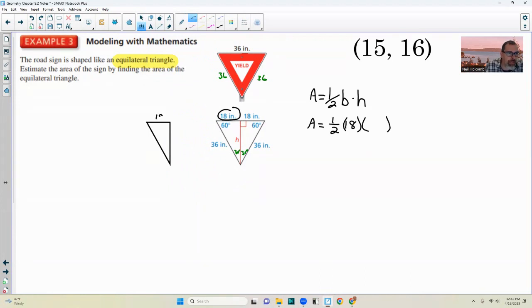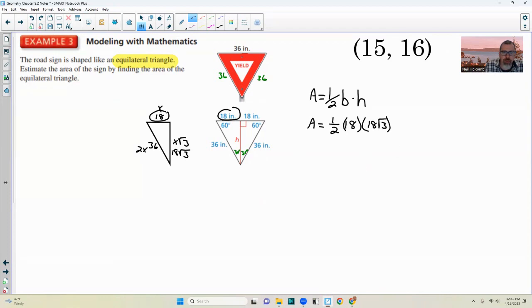We know this is 18. This is going to be 36. So this is x, this is 2x, this is x square root 3. That's what we're trying to figure out here. And since this is x square root 3 and x is 18, then the height is 18 square root 3, because x is 18. So it's going to be 18 root 3.